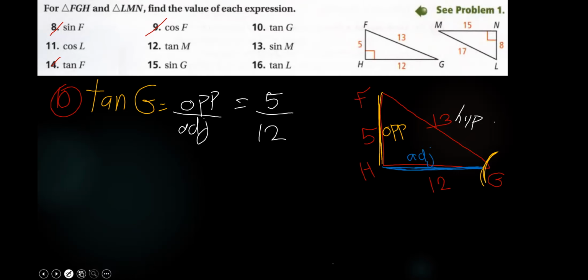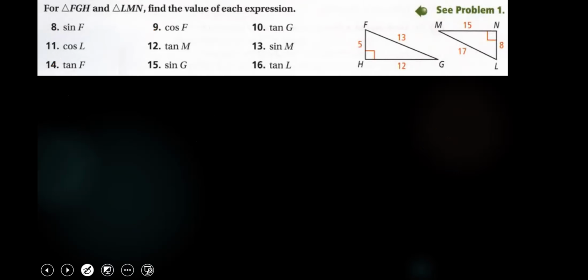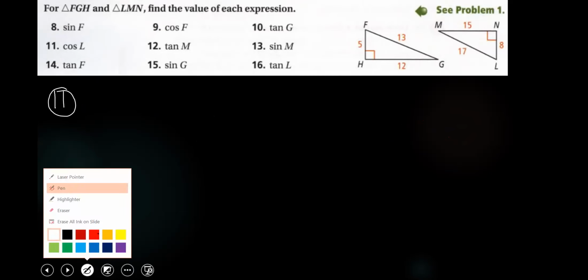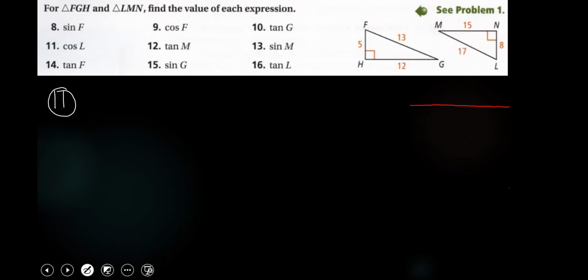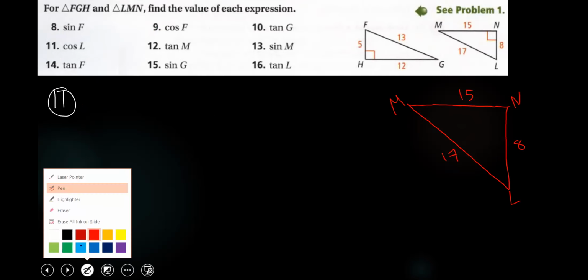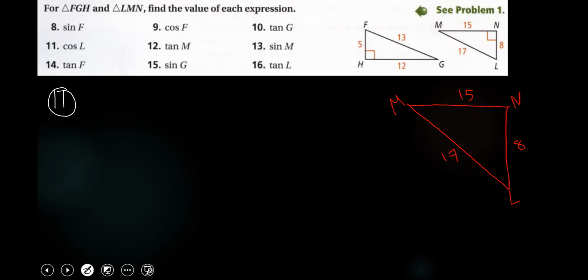Now let's solve number 11. Cosine L. Where is L? It is in the second triangle. So let's draw now this triangle here. This is N, this is L, this is M. This is 17, this is 8, and this is 15. Now then, I want to find cosine L. What does it mean? I will ask myself.